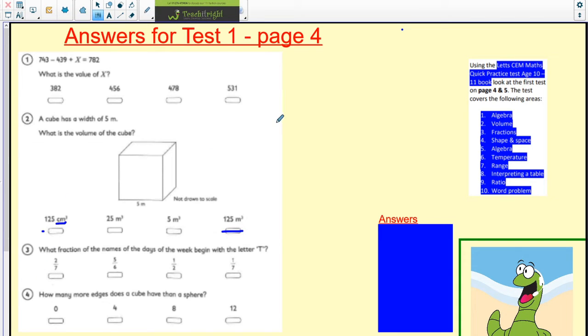So now number 3. What fraction of the names of the days in the week begin with the letter T? Oh, good question. So you need to know first off how many days in the week there are in total, because that's what it's going to be out of. And there are 7 days in total. So whatever I'm looking for is my answer out of 7.